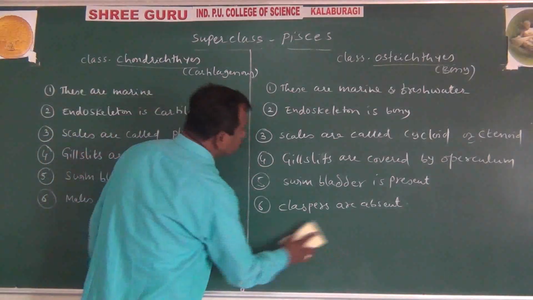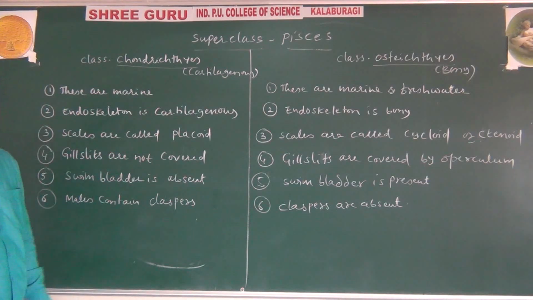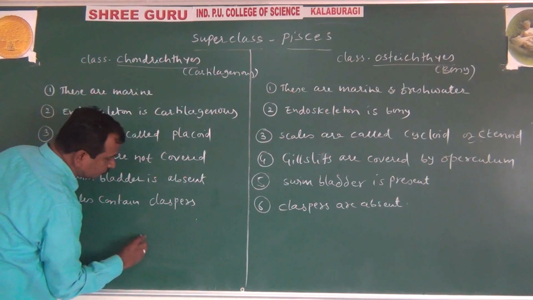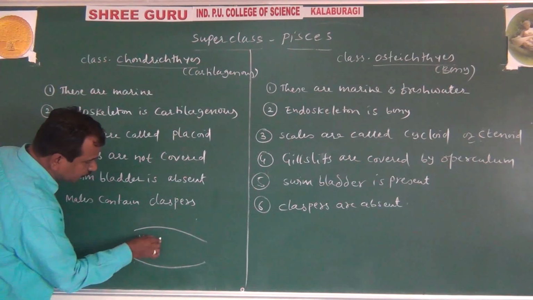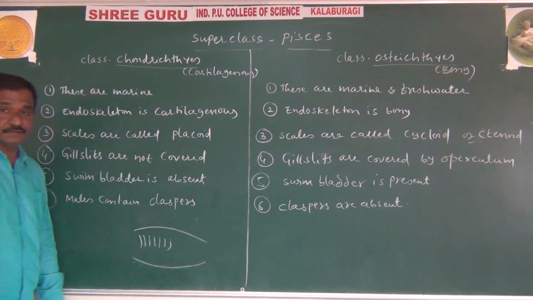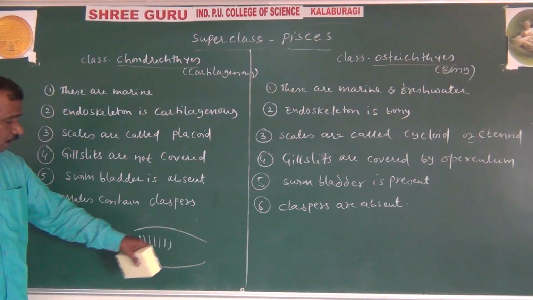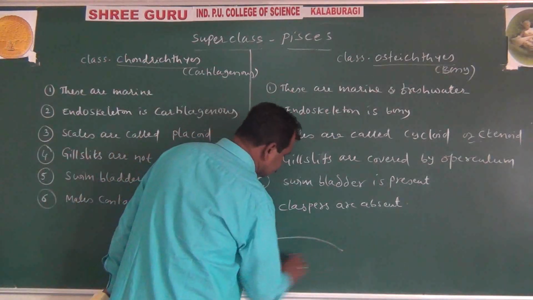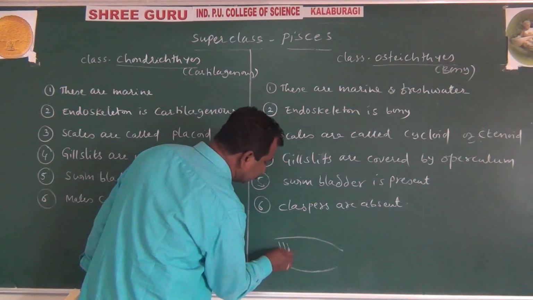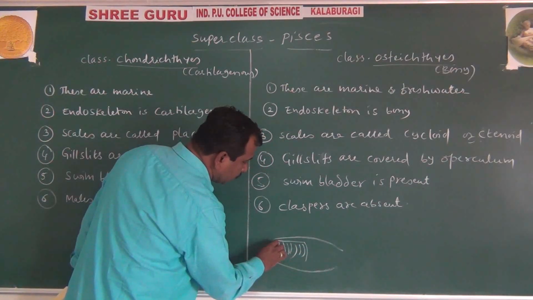Now we are moving toward the next feature, the gill slits. Gill slits are not covered. Usually you can see in the case of shark, gill slits are visible like this. The apertures are visible like this. Pairs of gill slits are found, and they are visible. But in the case of the bony fishes, gill slits are present in the pharynx region only, and now you can see that they are covered.